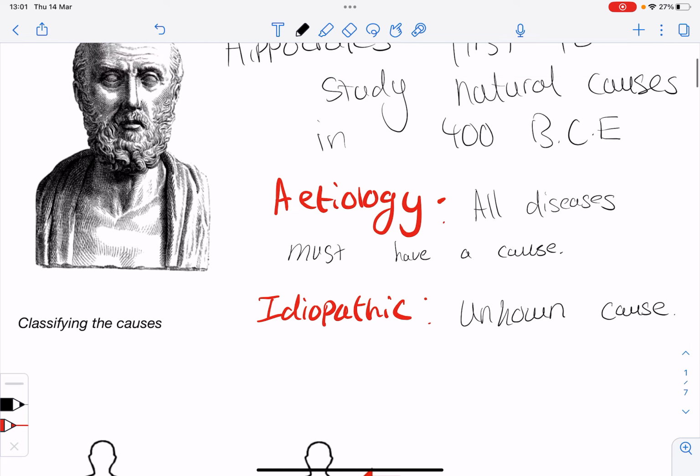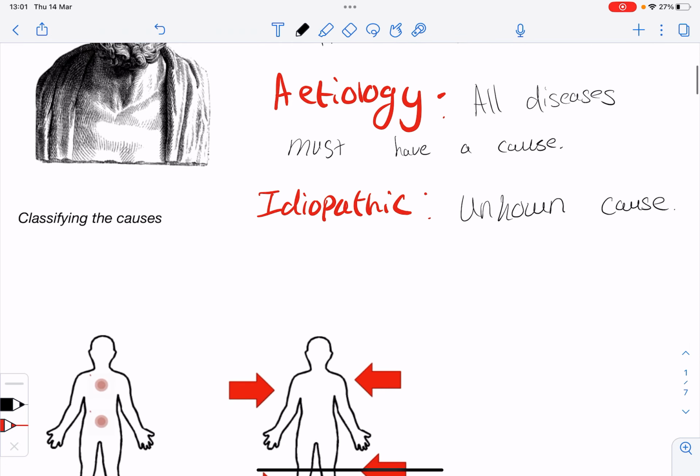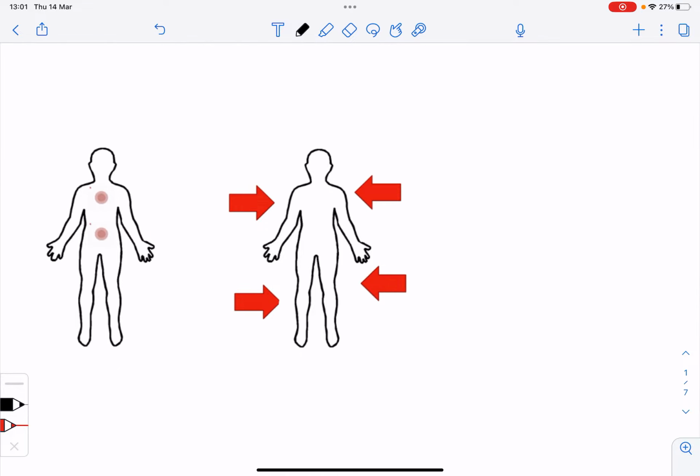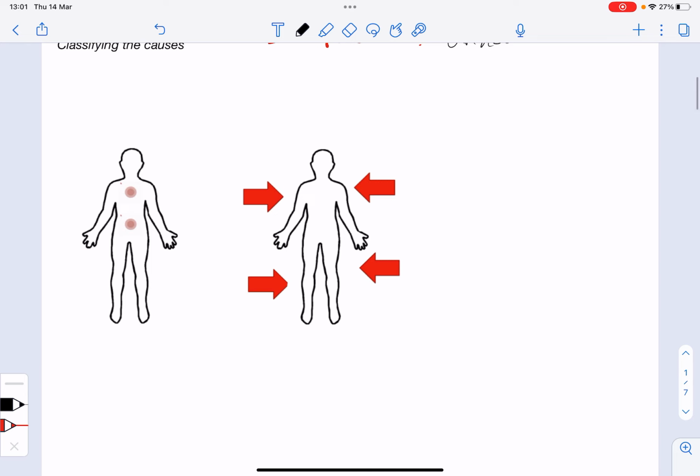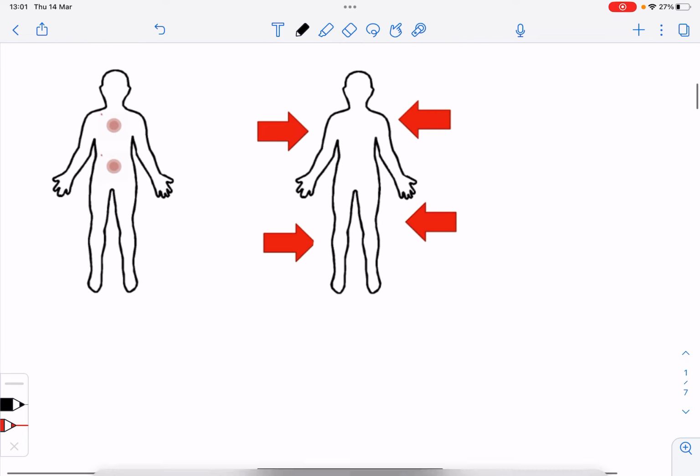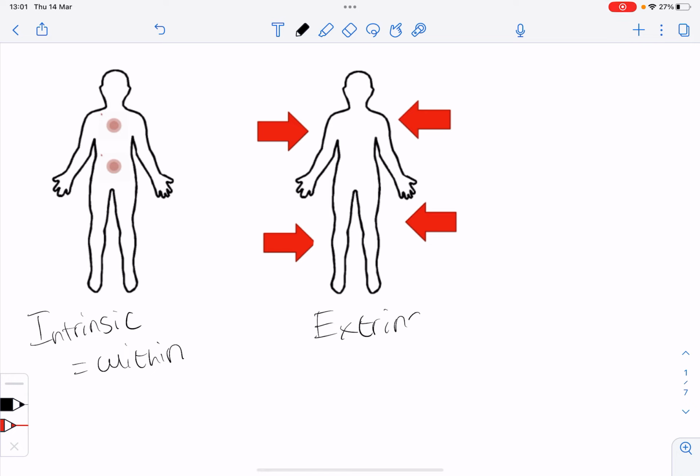Okay, that's simple, right? So moving further along, classifying the causes. Causes of disease are categorized either as intrinsic or extrinsic, and there's a diagram here. Intrinsic means from within, and extrinsic obviously means from outside.